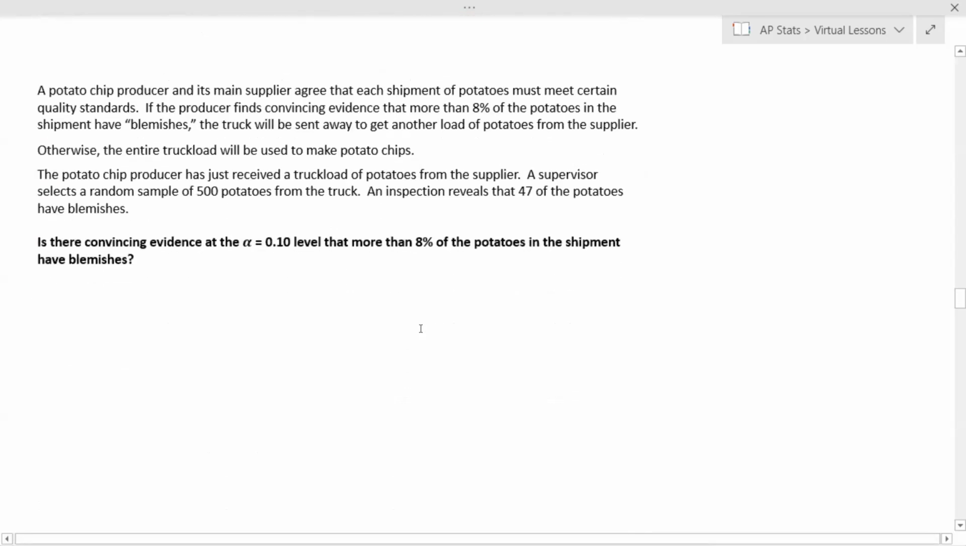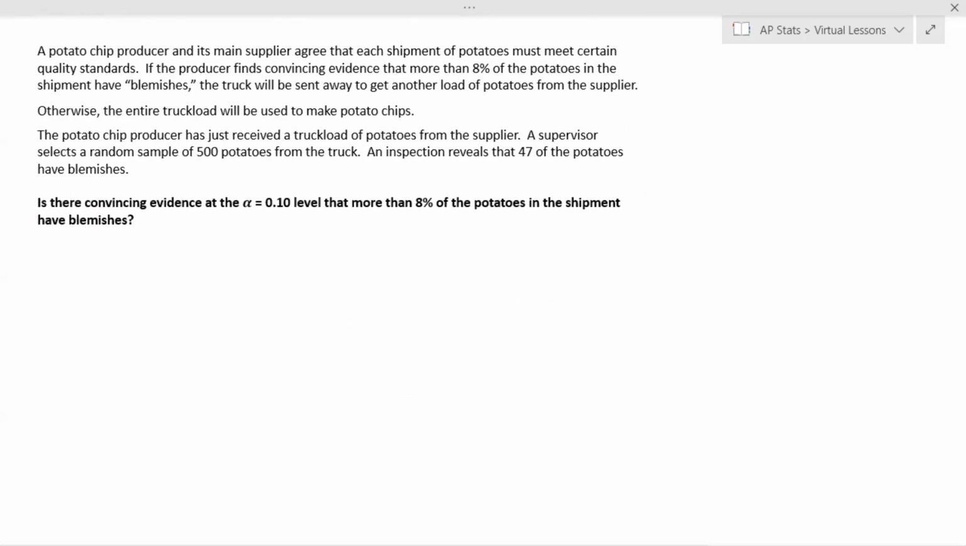All right, so let's look at an example here. A potato chip producer and its main supplier agree that each shipment of potatoes must meet certain quality standards. If the producer finds convincing evidence that more than 8% of the potatoes in the shipment have blemishes, the truck will be sent away to get another load of potatoes from the supplier. Otherwise, the entire truckload will be used to make potato chips.